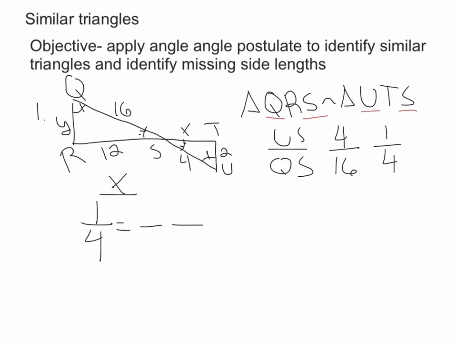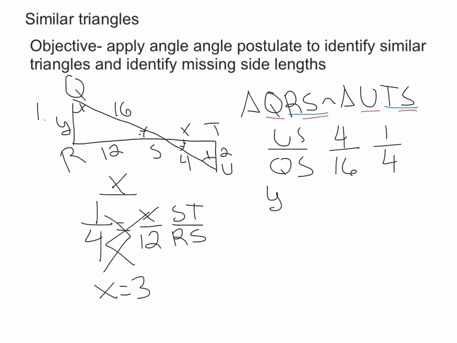So x is ST, and ST corresponds to RS, the last two. So I'll have x over 12, cross multiply, and then x is going to be 3. And the same thing with y. I'll use the scale factor 1/4.